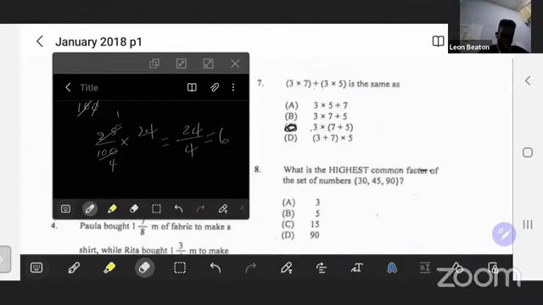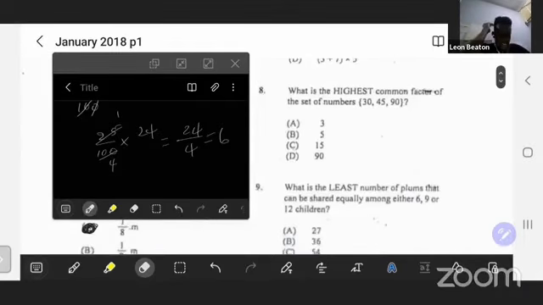All right, number 8. What is the highest common factor of 30, 45, and 90? We know factors are numbers that can divide a number without leaving any remainder. So we want the highest common factor between these here. We know 3 is a factor, yes, but is that the highest? Let's see. We know 5 is a factor that's higher than 3. We know 15 can divide this here, and this here. And we know 90 is just a multiple of 15. So that answer here would be 15, which is C.